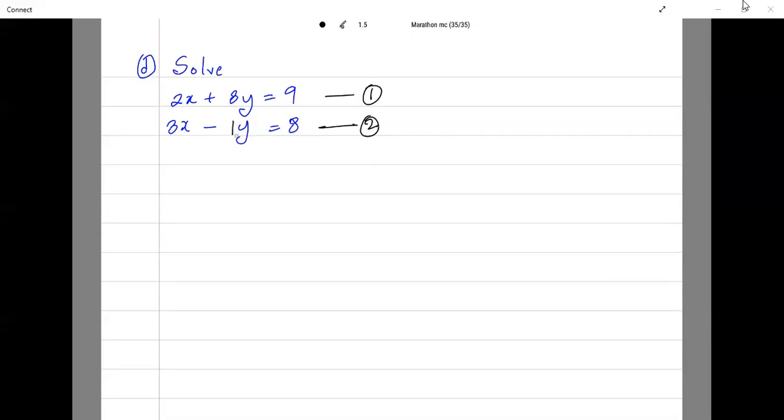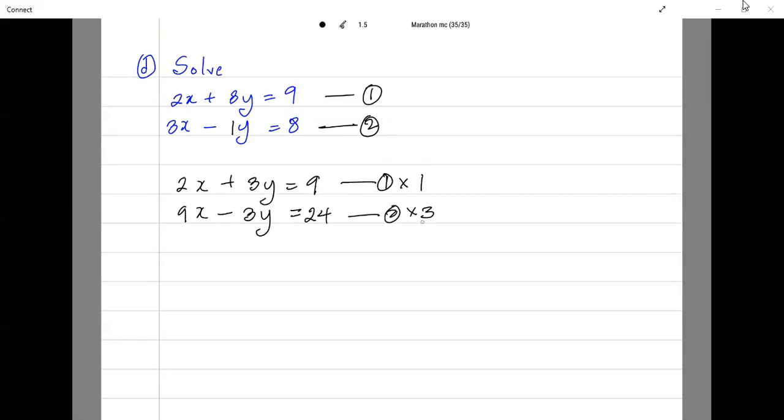So 1 times 2x is 2x. 1 times 3y is 3y is equal to 1 times 9, which is 9. This is equation 1 multiplied by 1. Then I'm going to multiply equation 2 by 3. 3 times 3 is 9, 9x, 3 times y is 3y, is equal to 3 times 8, which is 24. Equation 2 multiplied by 3. Then I'm going to add the two equations to get rid of y. 2 plus 9 is 11x, is equal to 33. Divide both sides by 11, and I get x is equal to 3.